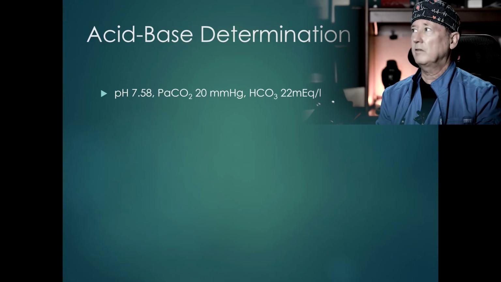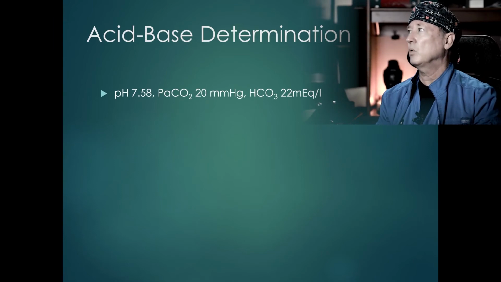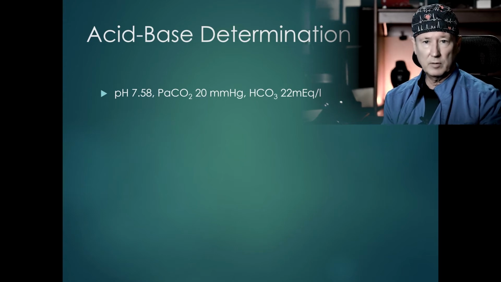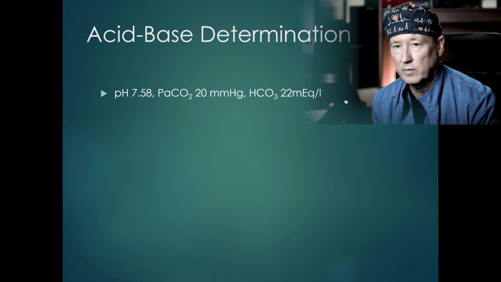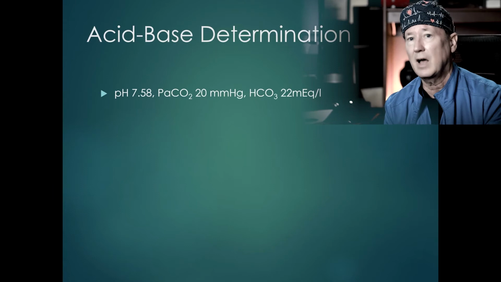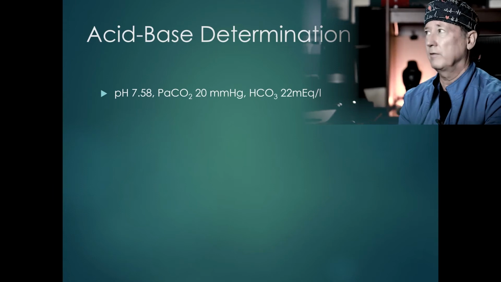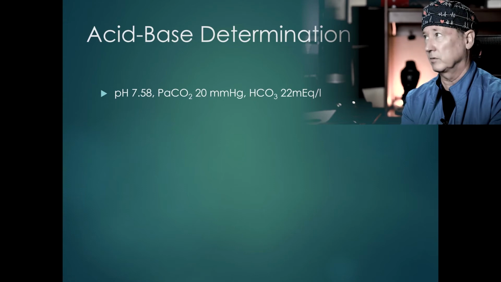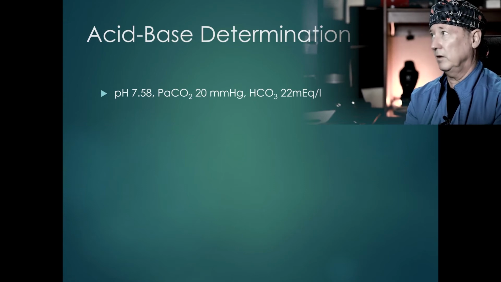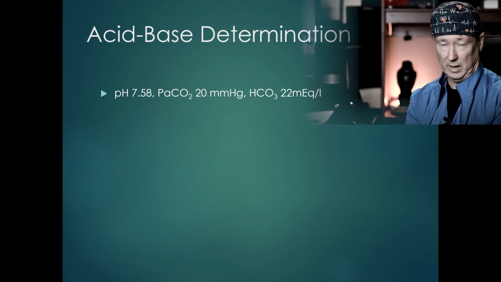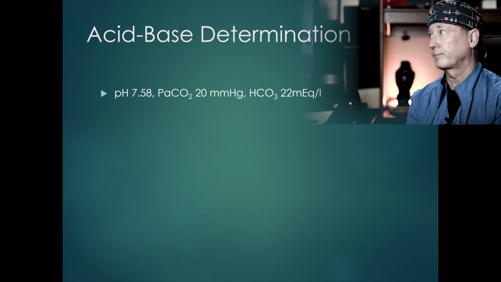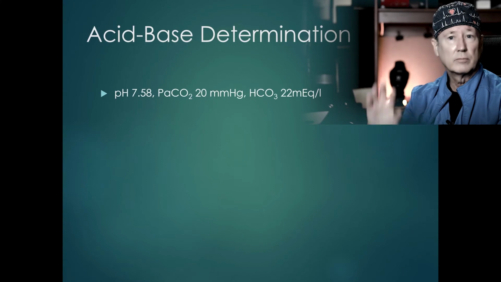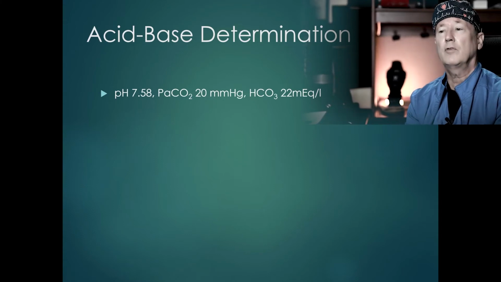All right, so we have a pH of 7.58, a CO2 of 20, and a bicarb of 22. So 7.35 to 7.45, is the pH abnormal? Yes. So this is alkalosis. This is a high pH, 7.58. Now we have to determine what's causing the alkalosis. Is the CO2 normal or abnormal? It's abnormal. It's low. And the bicarb, normal or abnormal? It's in the normal range. So we'll set that aside for a minute.